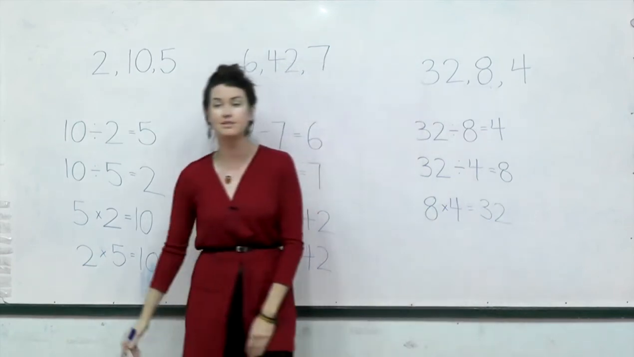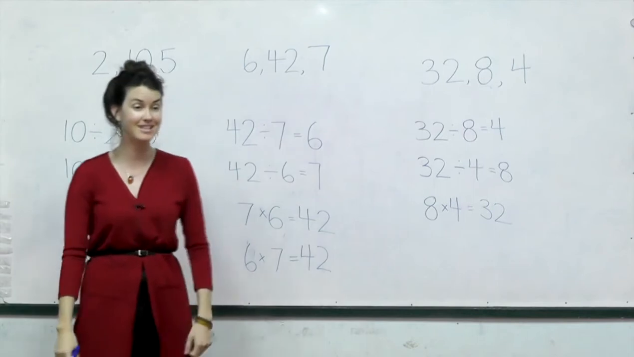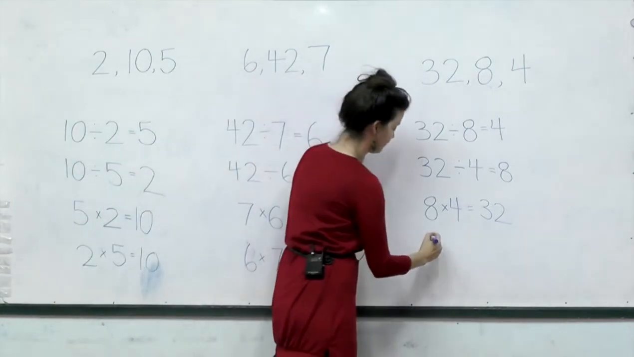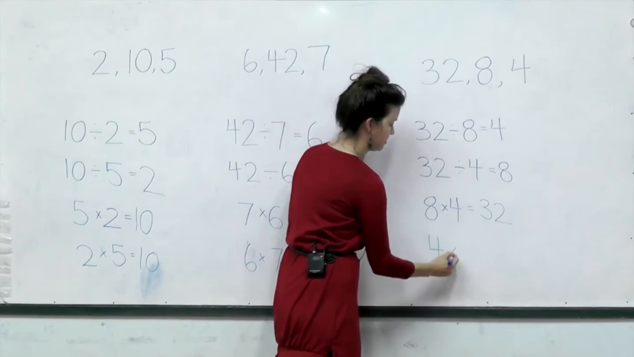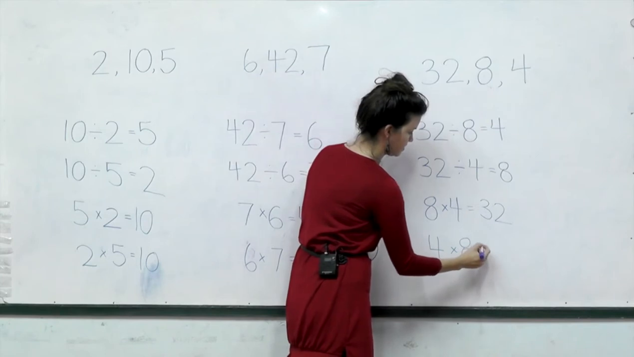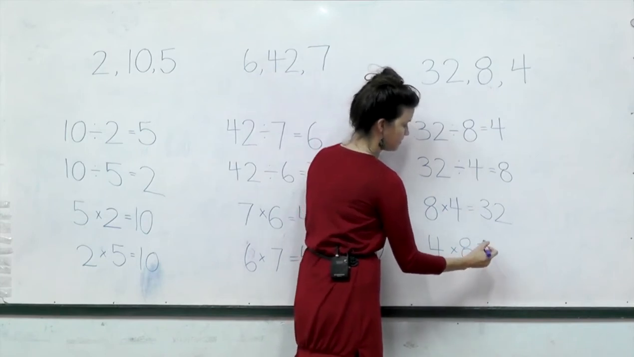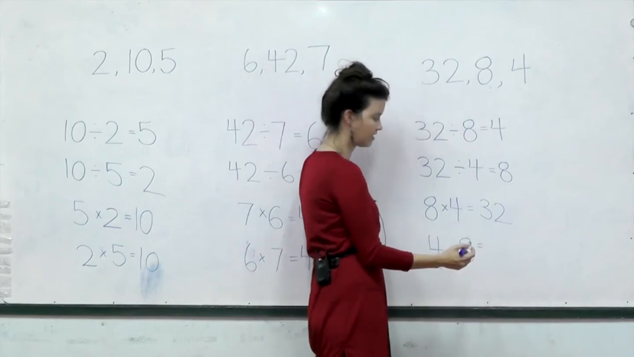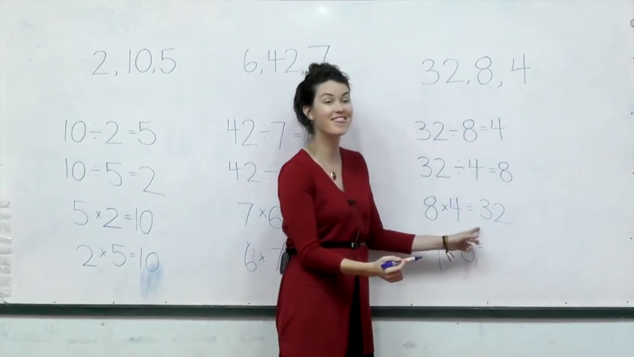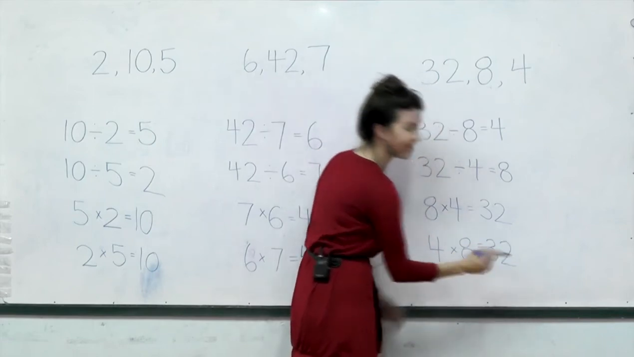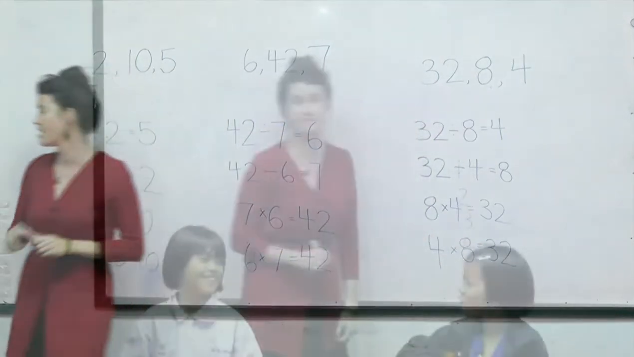Okay, who's got our last one? Tell us our last one. 4 times 8 equals 32. Good, you got it. All right, friends, wonderful job.